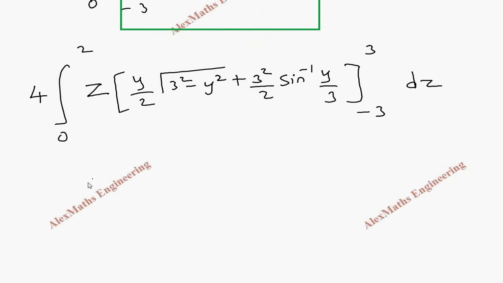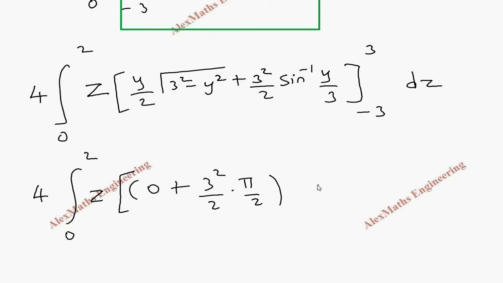When I substitute the upper limit, the first part becomes 0. The second part becomes sin inverse 3 by 3, which is sin inverse 1, which is pi by 2. So 3 square by 2 into pi by 2. And when I put the lower limit, again the first part is 0 plus 3 square by 2 into sin inverse of minus 1, which is minus pi by 2.